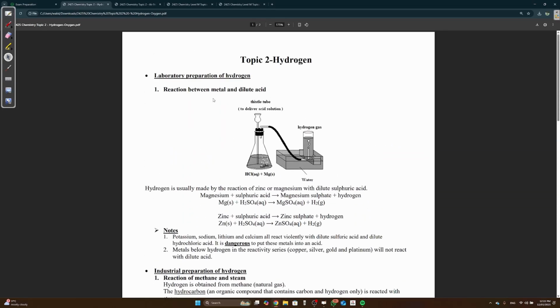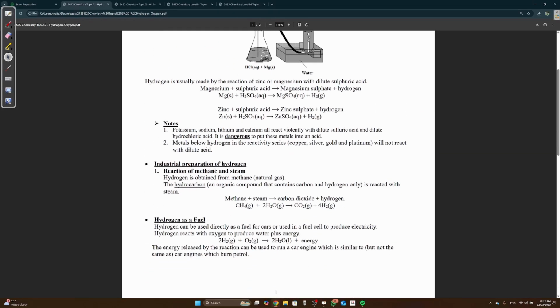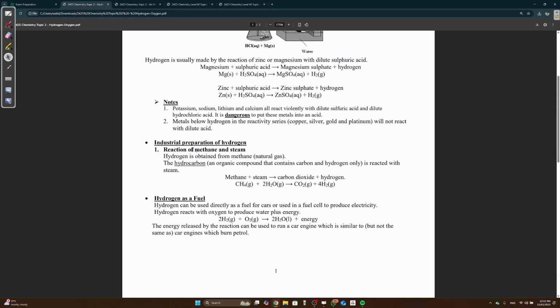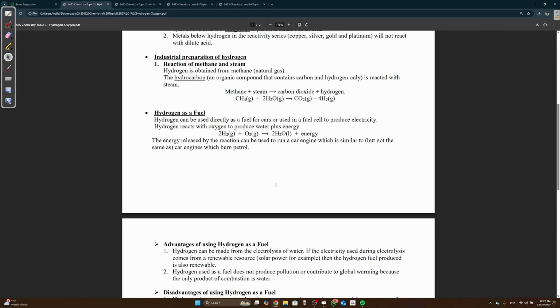If they ask you laboratory preparation, it's reaction with an acid. Industrial preparation, it's the reaction of methane and steam. Hydrogen as a fuel: hydrogen can be used directly as a fuel or used in a fuel cell to produce electricity. Hydrogen reacts with oxygen to produce water plus energy.